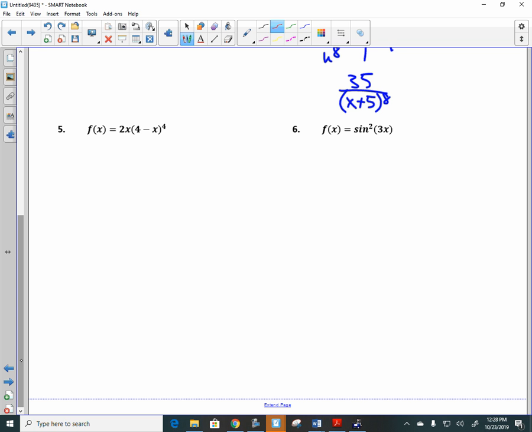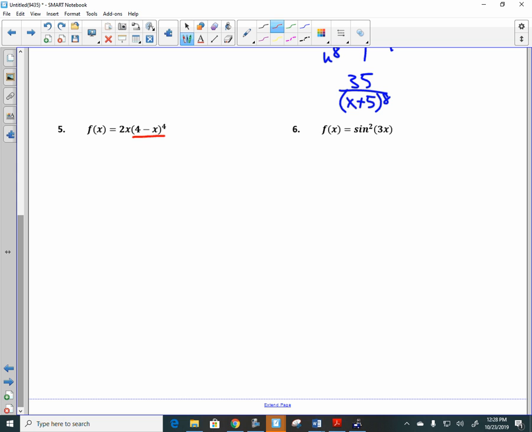What do you notice about 5? You have to see it, otherwise I can't help you. I have the 2x on the outside. So what you have to understand in this problem is this is the chain rule in cooperation with the product rule. You understand that?